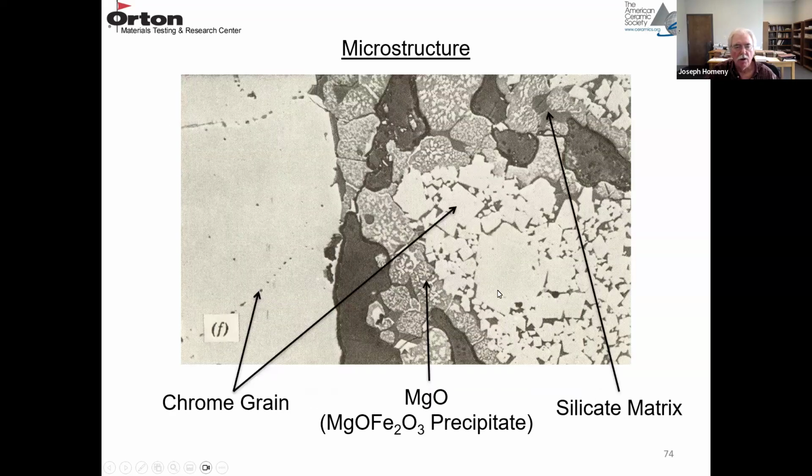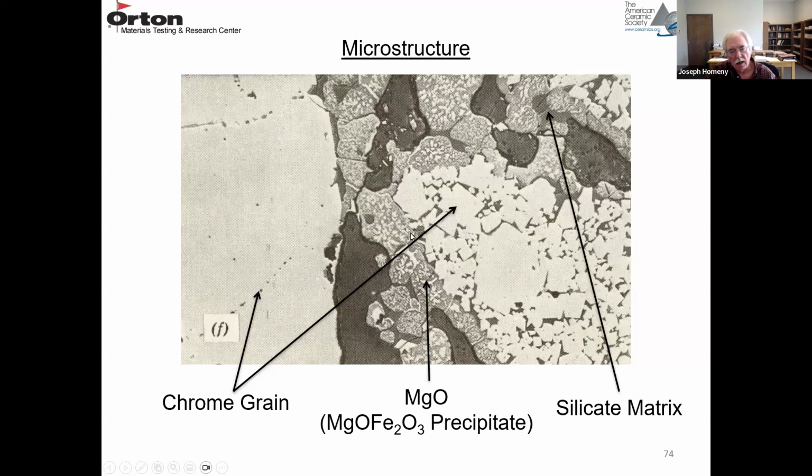This one is more of a direct bonded material. Here's a chrome grain. Here's some more chrome grains in this area here, smaller crystals. And then these grains are the MgO, this gray area with the white precipitates. That's your MgO-Fe2O3 precipitate within these MgO grains. There's a little bit of isolated silicates present over here. These regions are pores. They're just filled with the resin to make the polished section.